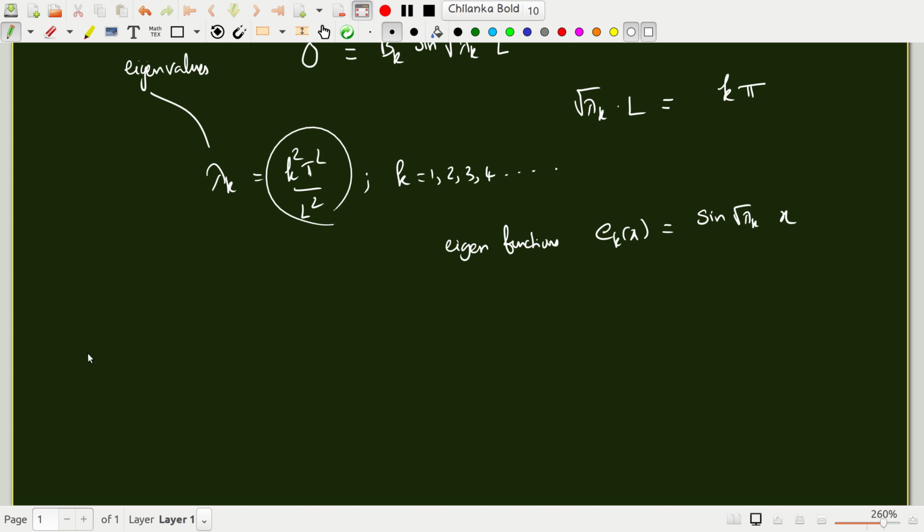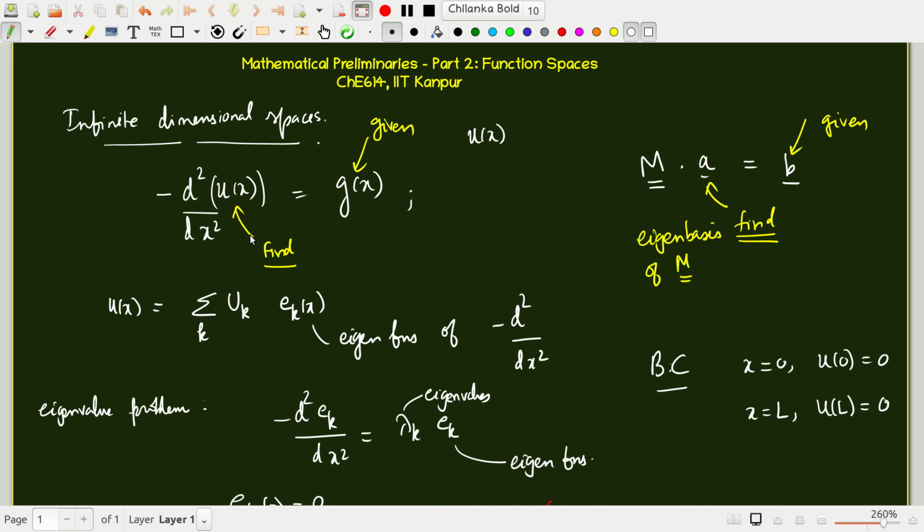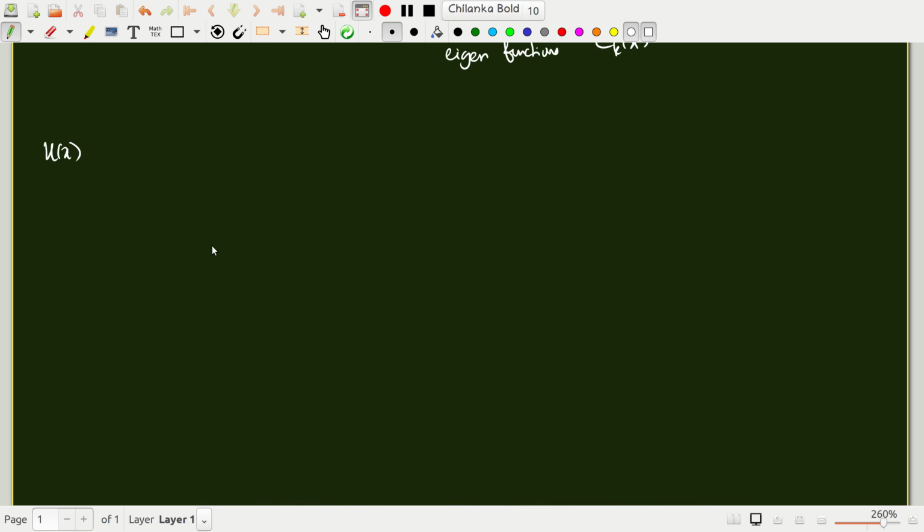Now we have found the eigenvalues and eigenfunctions. Remember that what we set out to solve is this problem: we need to find u of x. So instead of finding u of x, I will expand u of x in the basis of the eigenfunctions, sine k pi x upon L, where k goes from 1 to a very large number n, and instead of finding u of x, I'll find the coefficients of expansion uk. Once I know uk, I'll do the summation to find u of x.